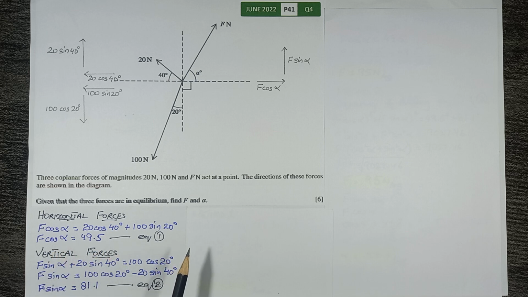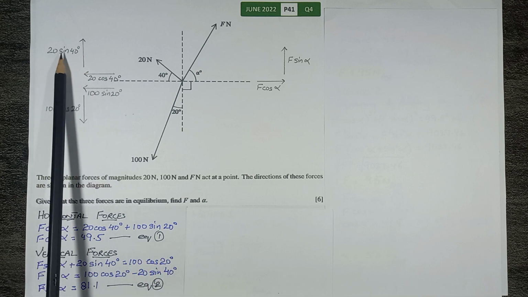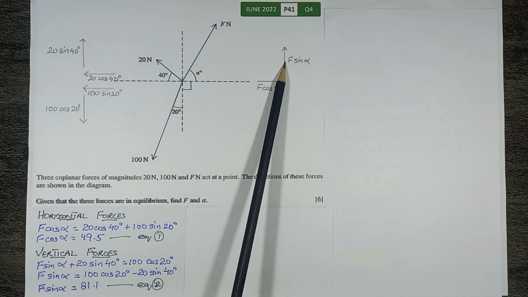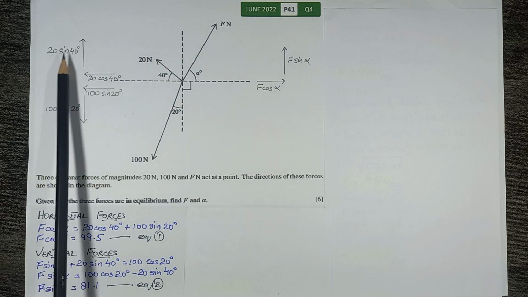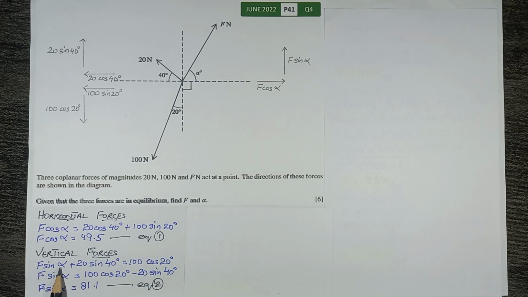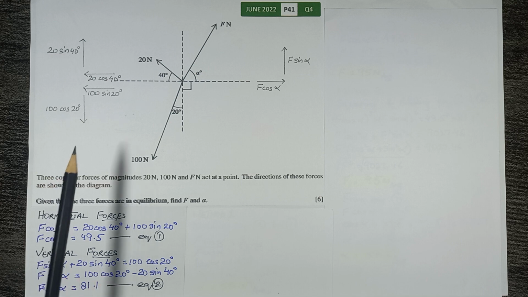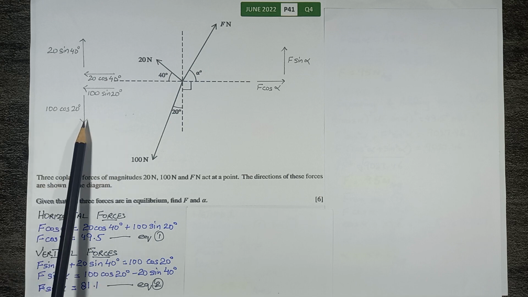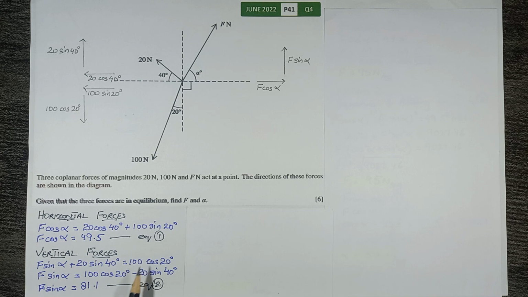We would create another equation based on the vertical forces, and if we just look at the diagram, we have two forces pointing upward, the 20 sin 40 and F sin alpha. Just add them up, F sin alpha plus 20 sin 40, and just one force pointing downward, which is 100 cos 20. Just move this 20 sin 40 to the other side, subtract it, simplify it, we have 81.1, and we can say that we have another equation, F sin alpha is equal to 81.1.